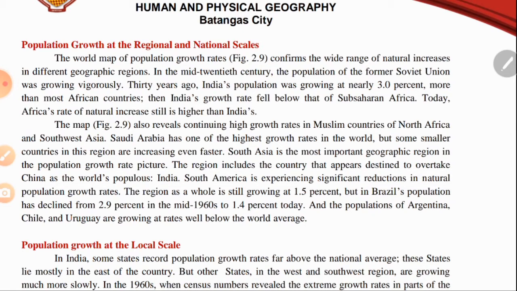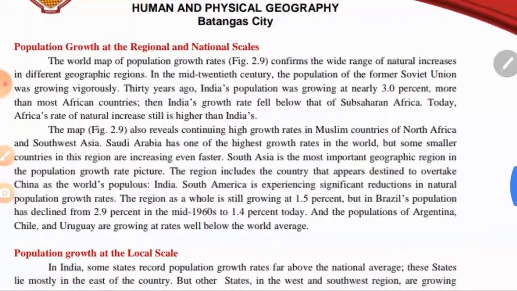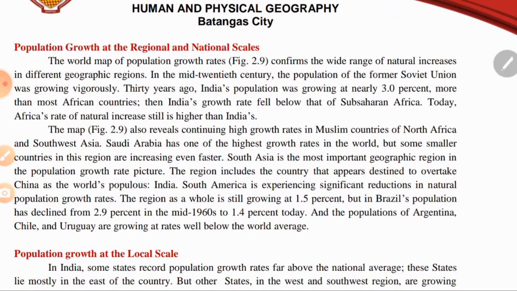Then the population growth at the regional and national scales. The world map of population growth rates confirms the wide range of natural increases in different geographic regions. In the mid-20th century, the population of the former Soviet Union was growing vigorously.